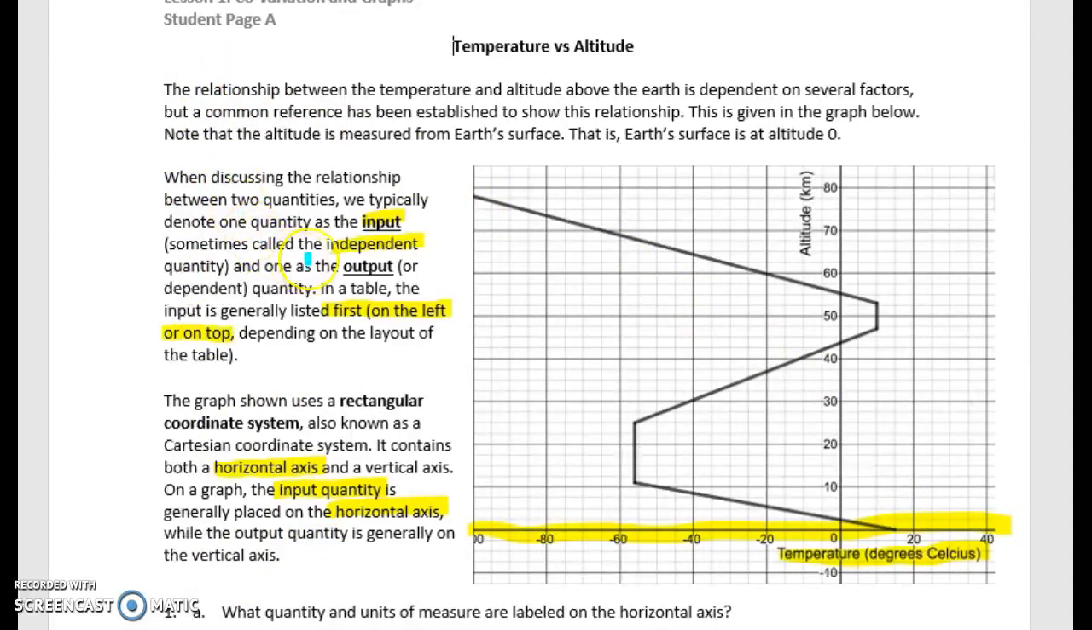So I'm going to do the vertical axis in blue, and so the output, it's also known as the dependent quantity. The output is also on the vertical axis, and I'm going to highlight this, and also I'm going to highlight its variable declaration, just so we have some point of reference in terms of what we're talking about in terms of the input and the output.